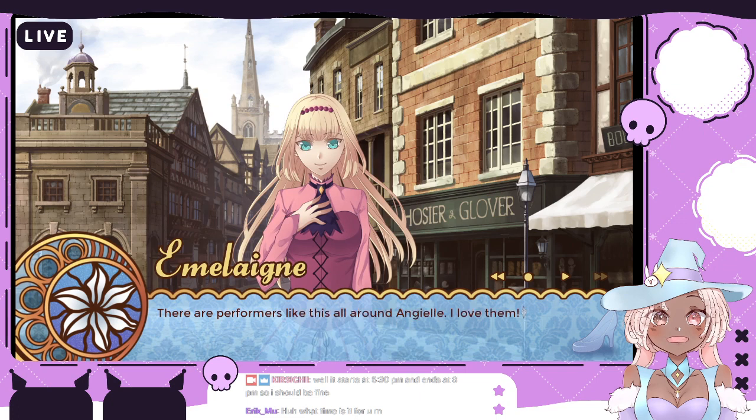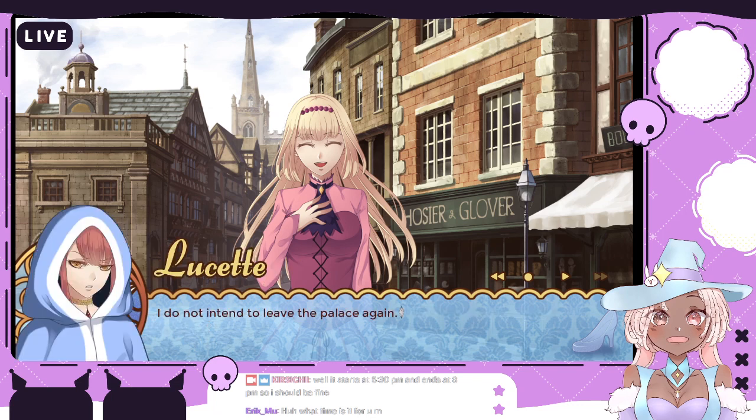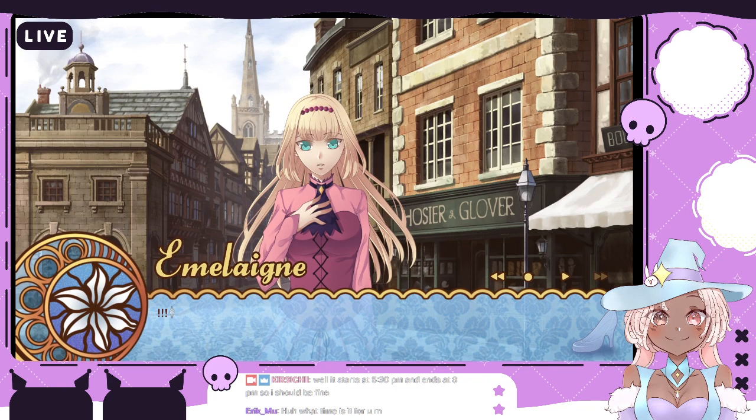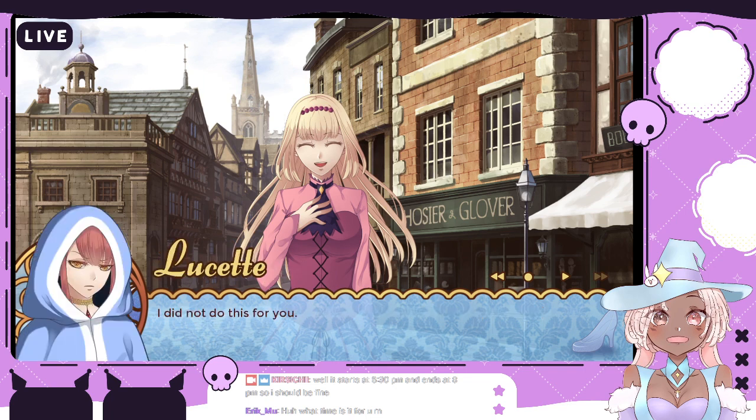There are performers like this all around Angel. I love them. Maybe someday we'll get to see some musicians too. Those are my favorite. I do not intend to leave the palace again. But you don't like it out here? Rod and I grew up here. I love Angel, and this is my favorite part of the kingdom. I want to share this with you, Lucette. I know you didn't really want to come, but you still came. That means a lot to me, so thank you.